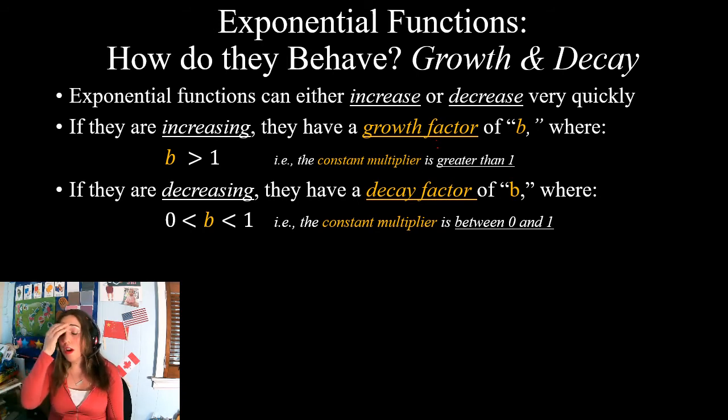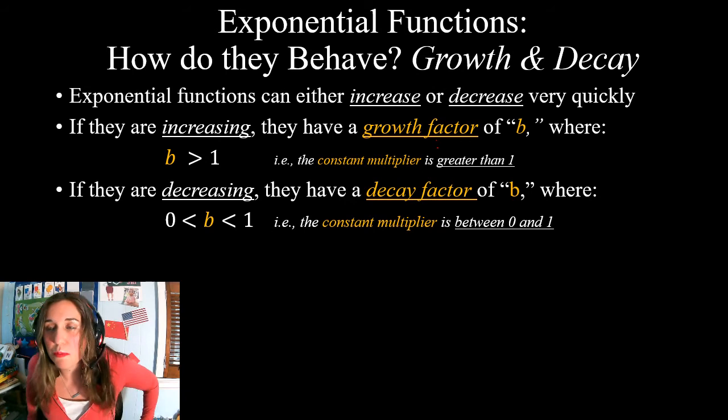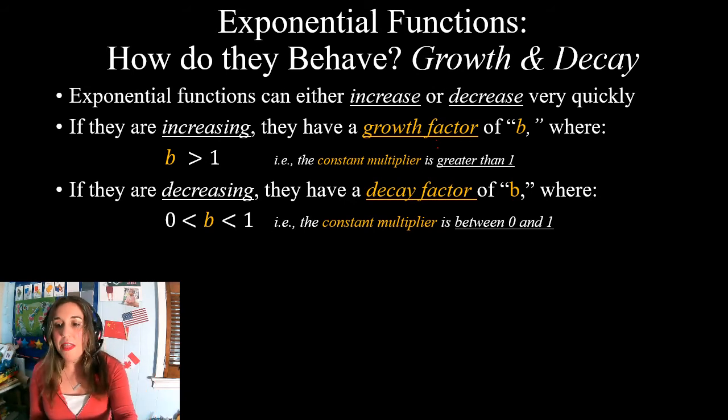But if your constant multiplier is between 0 and 1, it's some fraction or a decimal between 0 and 1, then you're dealing with a decay factor, which just means your exponential function is going to get smaller and smaller and smaller as time goes by, right? Maybe you're halving, maybe you're quartering, okay? So there is, again, a direct relationship between how your function behaves and that constant multiplier.